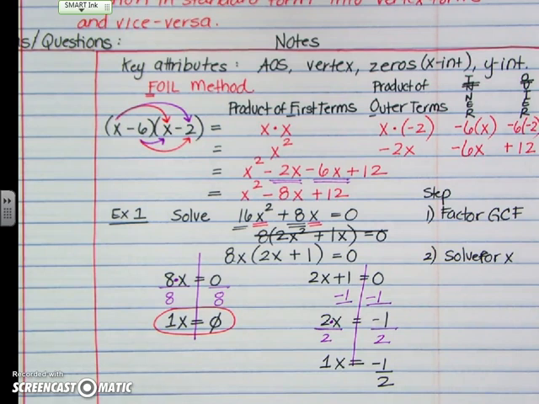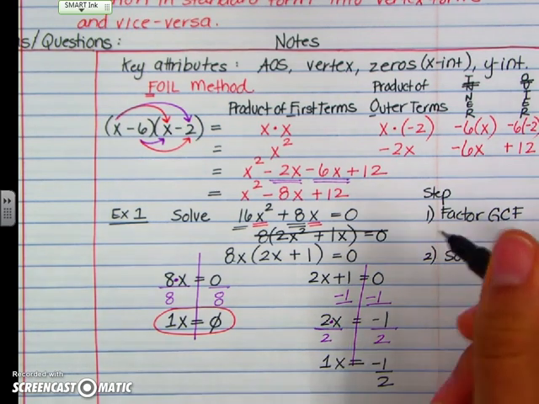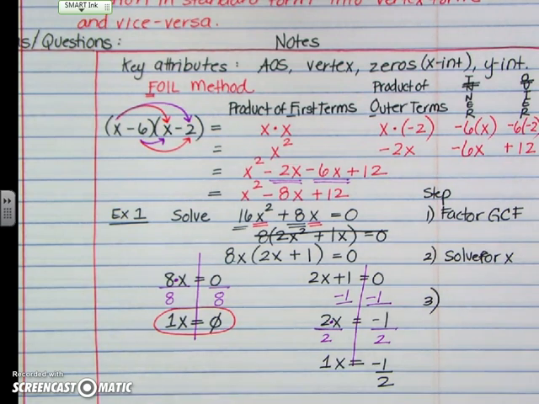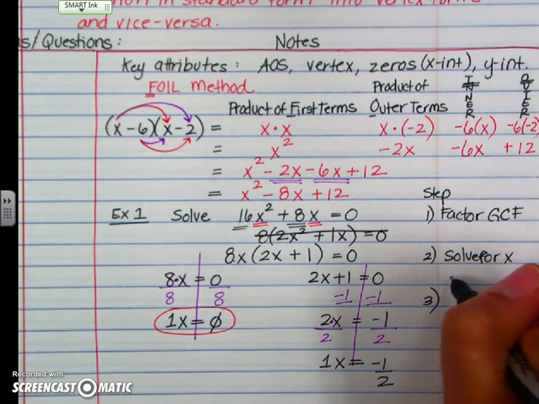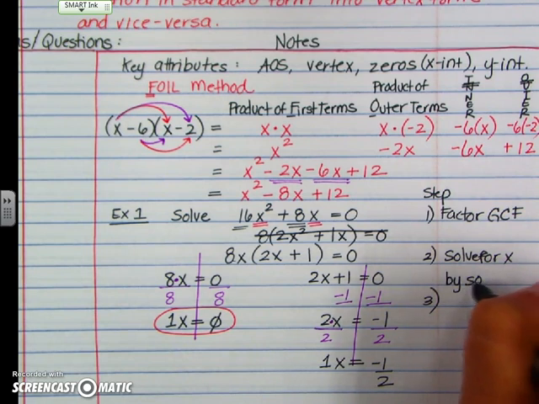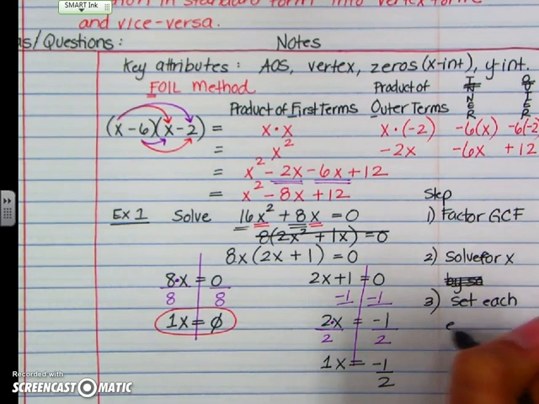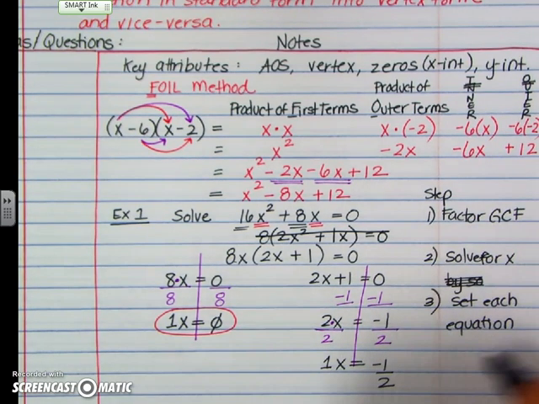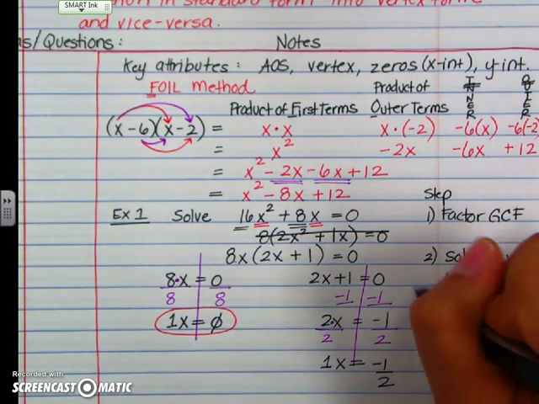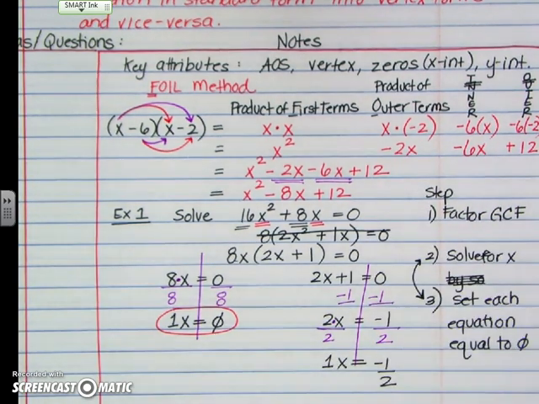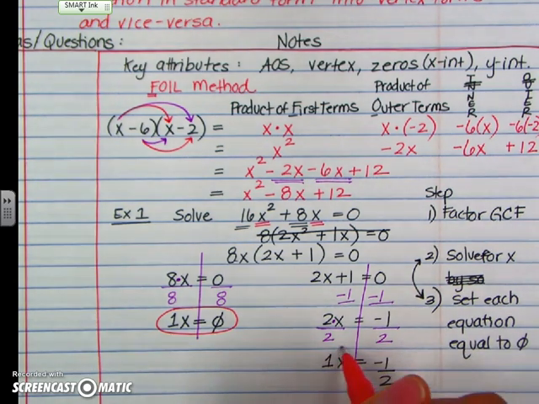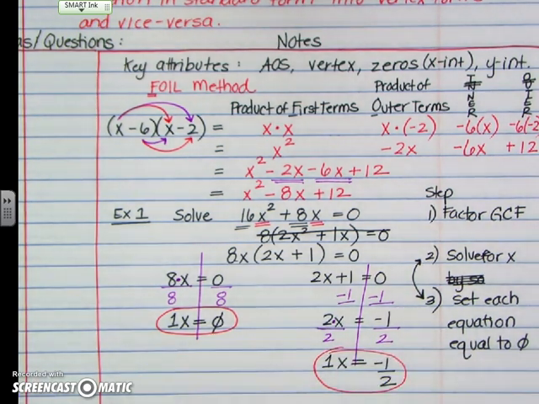So if I was going to graph those equations, at step 3, solve for x by solving, set each equation equal to 0. So maybe I should switch those steps. Set the equation equal to 0 and then solve for x. Once you solve for x, you know that these are your x-intercepts.